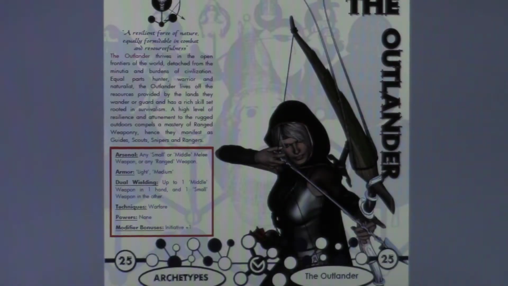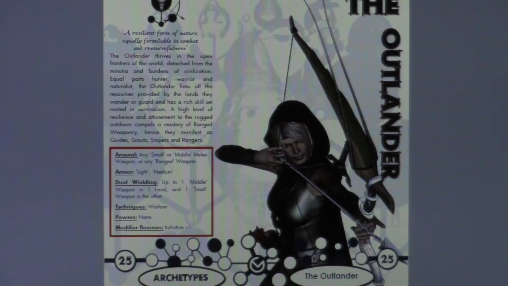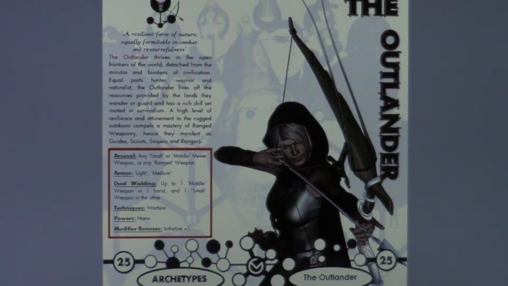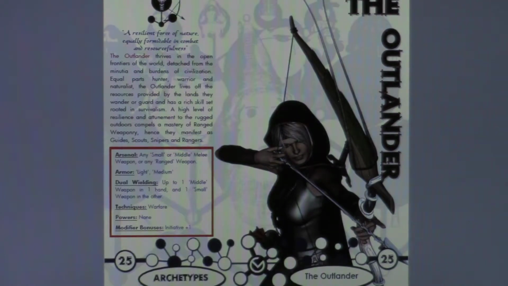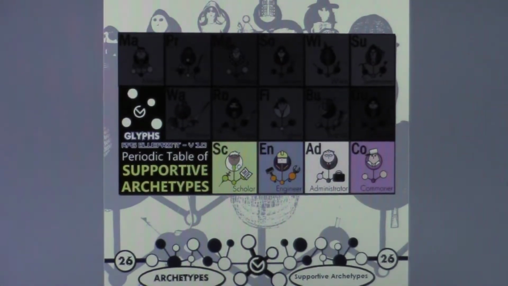Then we have the Outlander, which is basically your ranger. In most role-playing games, we consider this a ranger. So you're a frontiersman, a hunter, a ranged fighter, somebody that uses a lot of skills in navigation or survival. That's what the Outlander is basically about. So there you have it for the combatant archetypes.